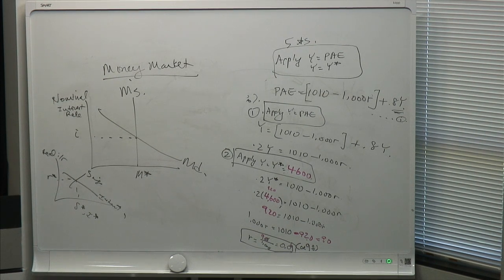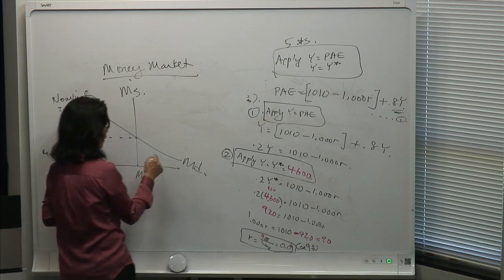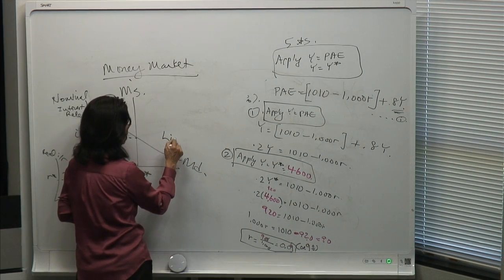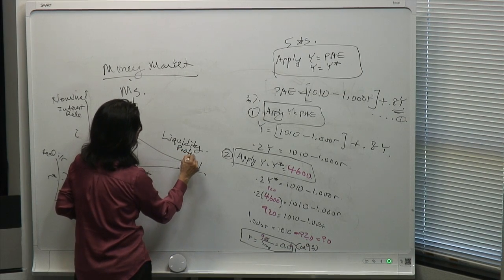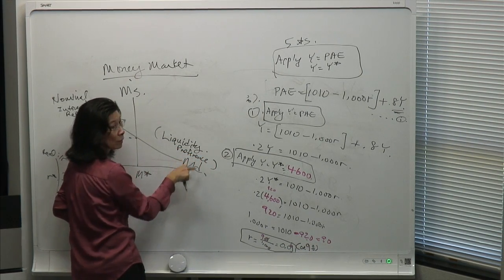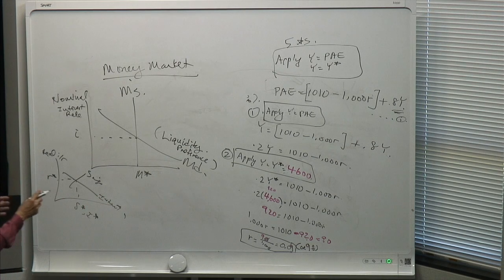Now, in Keynes's definition of demand for money, he called it liquidity preference. So this is the sign. In some textbooks, they use the term LP, for liquidity preference. So I'll explain what it is.